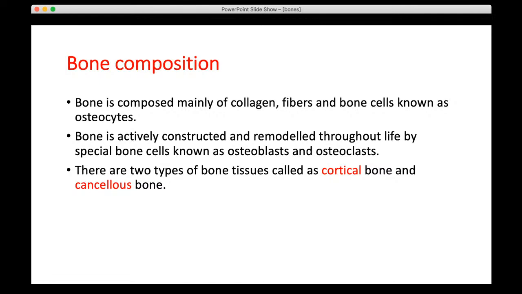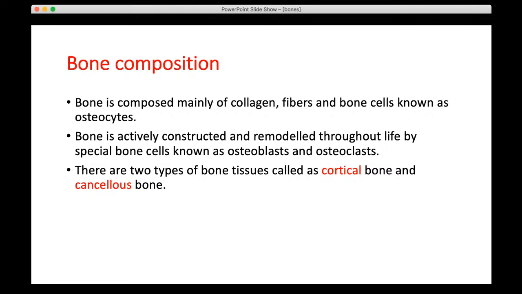Good. So, bone composition, in the next slide. Here I am describing what bone is mainly composed of. It is mainly composed of collagen fibers and bone cells. Bone cells are called osteocytes. These are the three main components of bones, and it is remodeled throughout your life. This is a very important point. Your bones get remodeled, which means they get renewed. Old cells get renewed by new ones, and this process continues throughout your life.